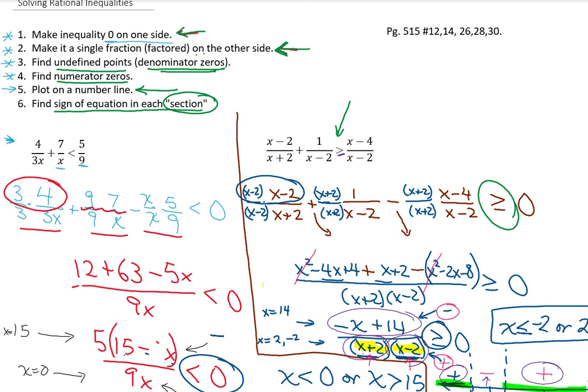There's the new assignment, page 515, 12, 14, 26, 28, 30.